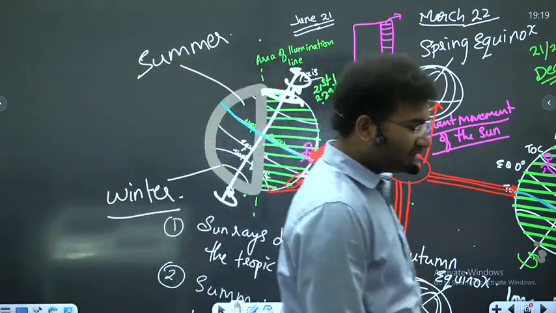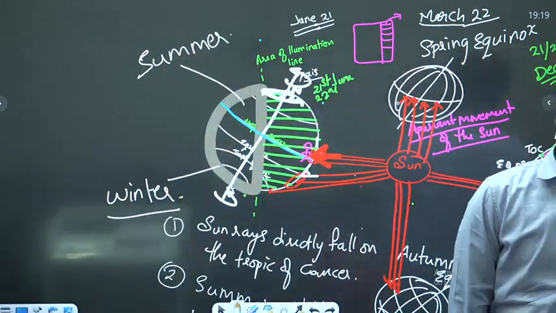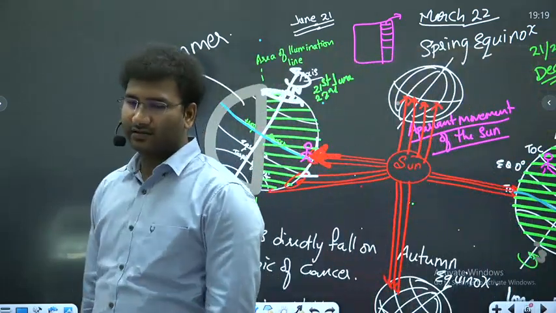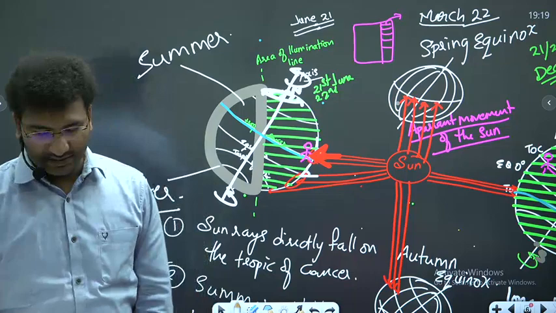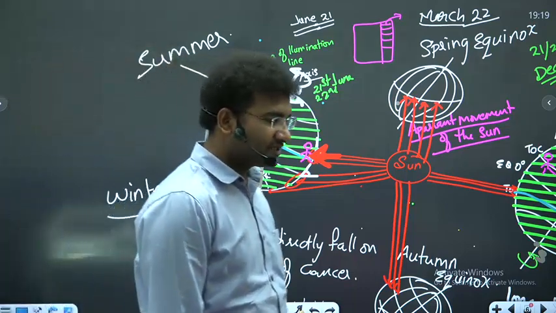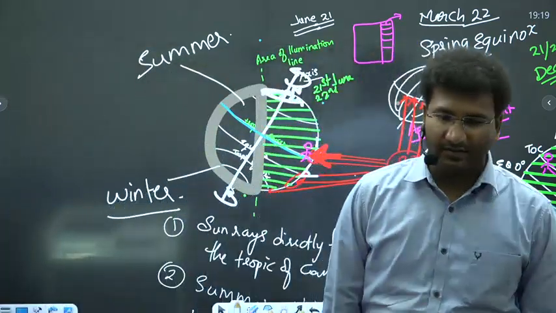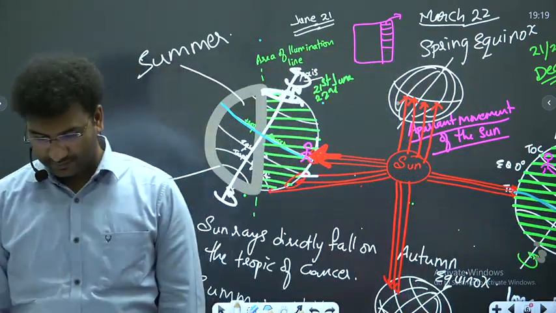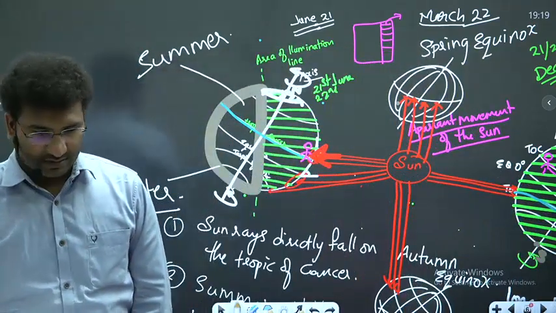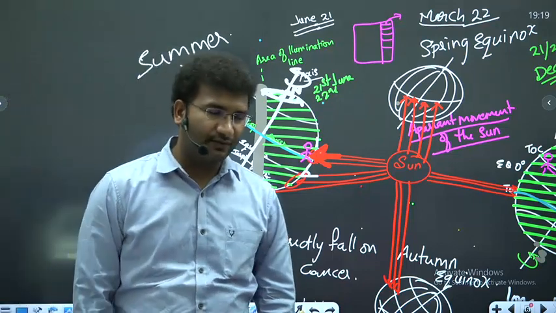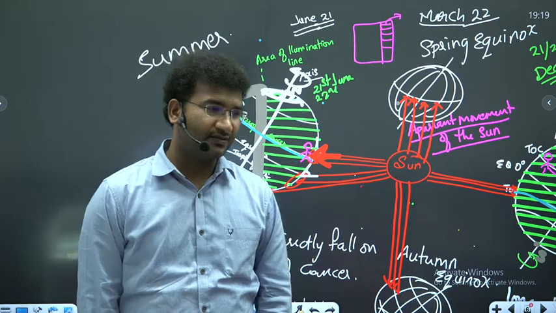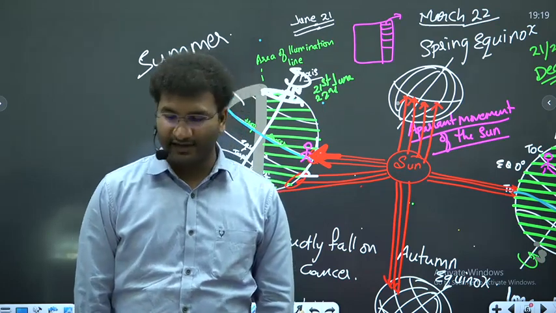The areas near to the polar region receive less heat because the sun's rays fall in a slanting way.